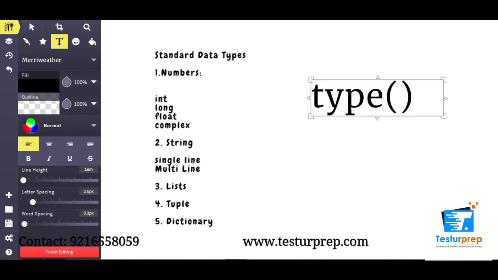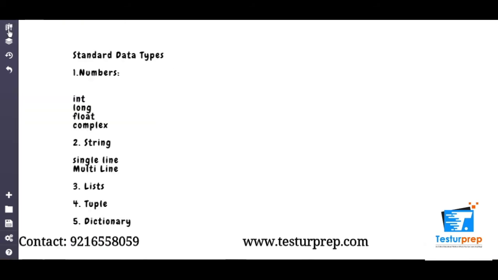We shall now look into the standard data types that we have. To begin with, we have numbers, then we have string, list, tuple and dictionary. I'll be explaining all 5 data types as we go along. So the first one is numbers. Very clear, we will be adding any kind of number value to our variable.